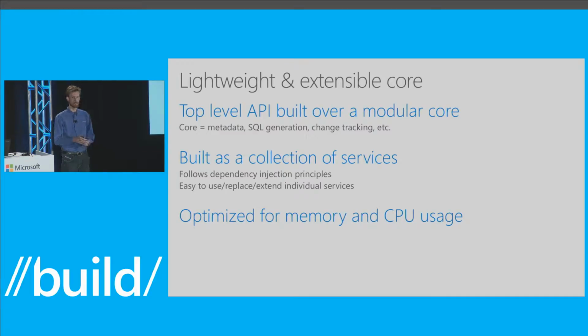Obviously, all software should be built to be optimized for memory and CPU usage. Entity Framework 6 isn't great in this area. So with EF Core, we're building it from the ground up. This is especially important today, as we're looking at running on devices, because obviously resources are limited there. But we're also moving rapidly towards cloud computing. And guess what? You pay for CPU usage in the cloud. So if your framework uses less CPU, it costs you less money at the end of the month.